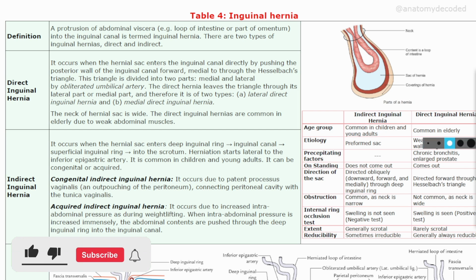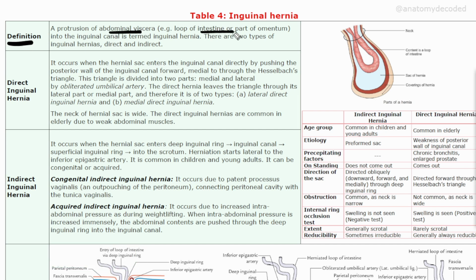Then the inguinal hernia, let's learn in detail. What is an inguinal hernia? It is a protrusion of abdominal viscera, usually a loop of intestine or a part of omentum, into the inguinal canal.